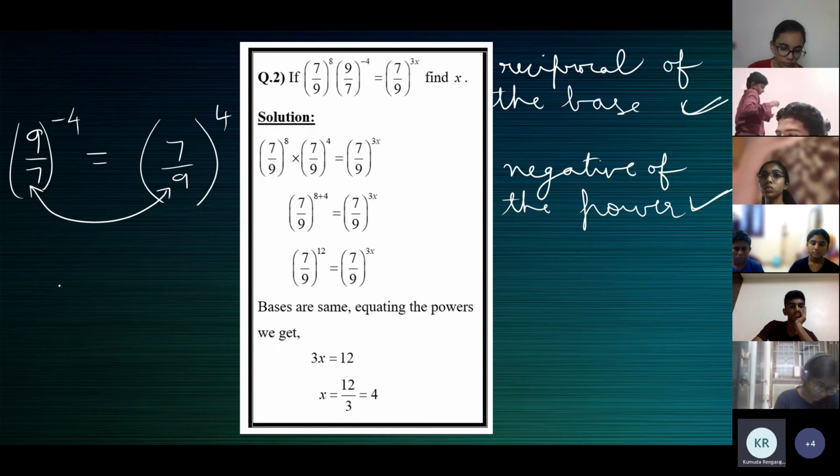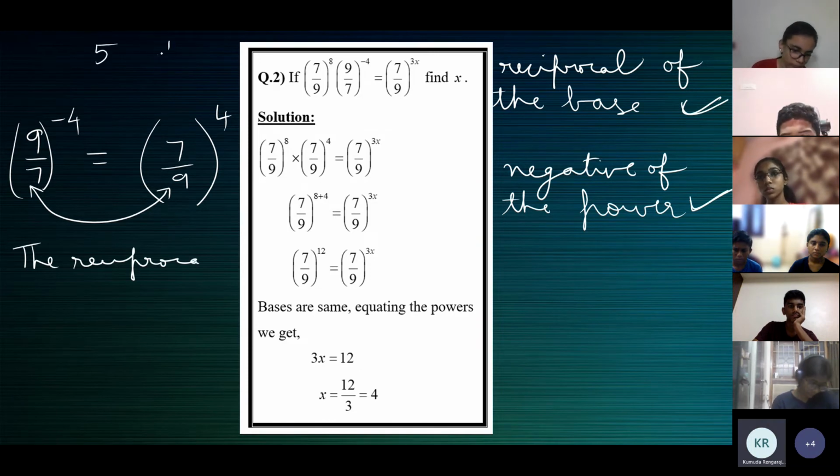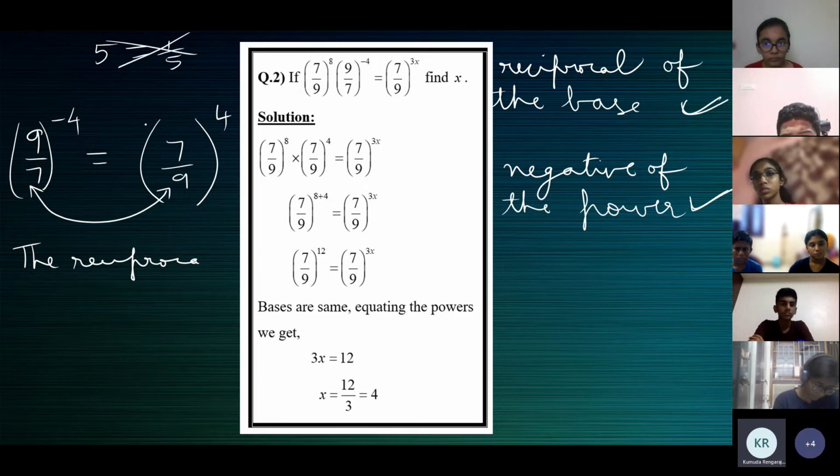Now I want to write the reciprocal of 5. What is the reciprocal of 5? 1 by 5. Are they equal? 5 and 1 by 5? No. The reciprocal of 5 is 1 by 5. 5 and 1 by 5 are not equal.